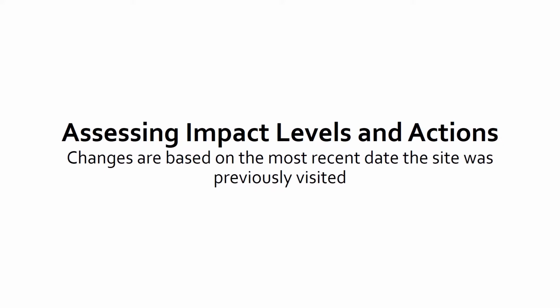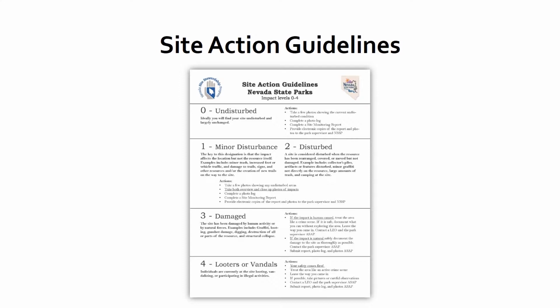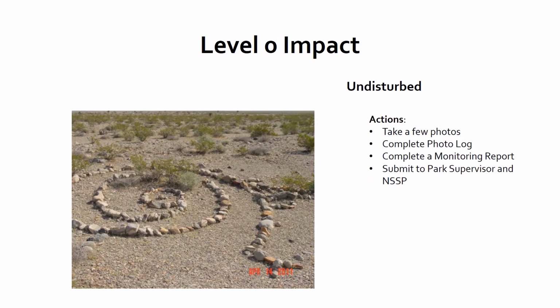The site action guidelines look like this. They range from the number 0 to 4, increasing in damage as we go. A level 0 impact is undisturbed, which is our first visit to our site was undisturbed. So our monitoring report impact level is 0. So all we needed to do was take a few photographs, complete our photo log, fill out a monitoring report, and submit it to our park supervisor and the stewardship program.